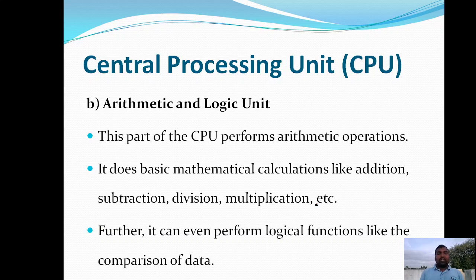Now we are going to discuss the second component, or unit, that is available in the central processing unit. This part of the CPU performs all the arithmetic operations, in the sense of addition, subtraction, multiplication, division operations like that. All the arithmetic operations are performed here. These arithmetic calculations include addition, multiplication, division and subtraction.